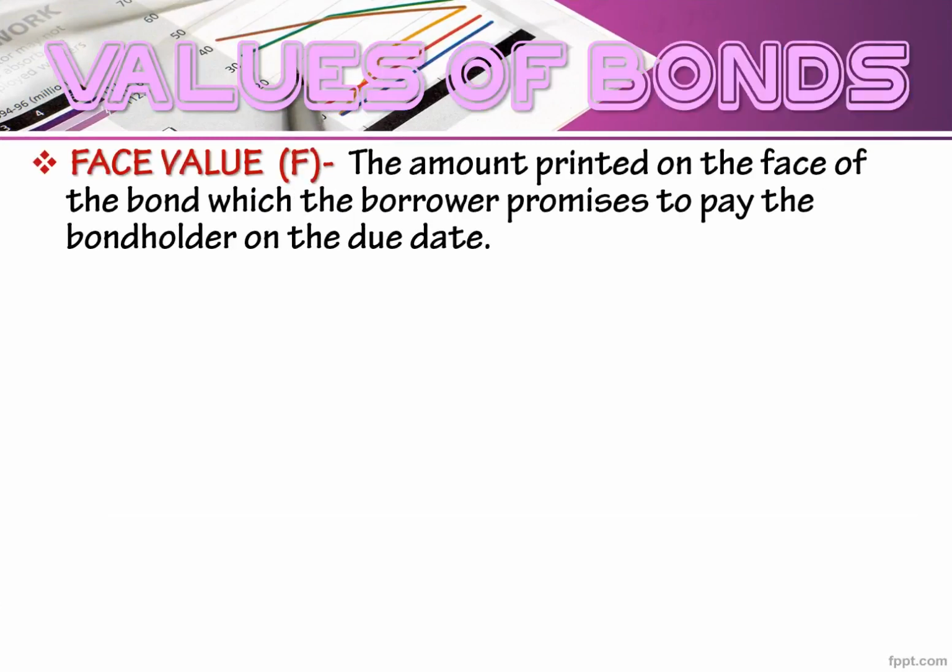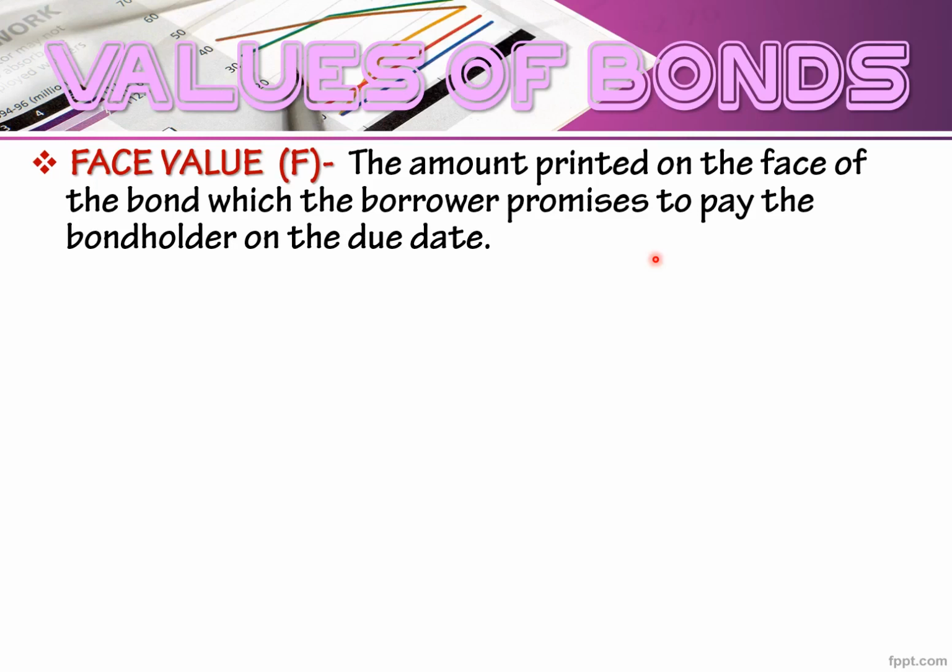Now let's have the two values of bonds. We have here the face value, capital F, also referred to as the par value. That is the amount printed on the face of the bond which the borrower promises to pay the bondholder on the due date. So face value is not the price of the bond because it fluctuates throughout its life for a number of variables or reasons. So face value is the amount stated in the bond to be used by the bondholder in calculating interest once it matures. So it may be greater than or less than the amount of the par value.